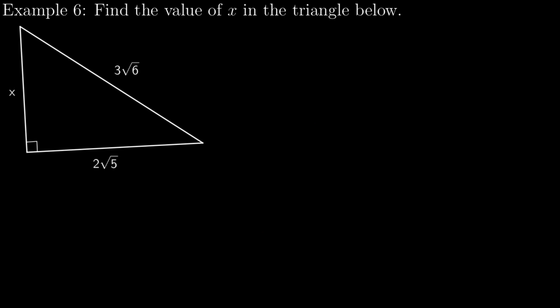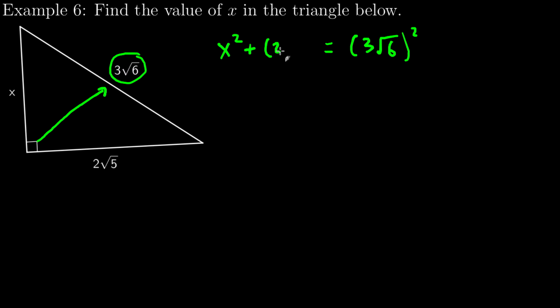Okay, one more example. Find the value of x in the triangle below. So first, figure out what c is. Go across from the right angle, c will be 3 root 6, so on the right-hand side, I'll have 3 root 6 squared. Doesn't matter which one's a and b, so I'll make x my a, I'll make 2 root 5 my b, and now I just work it out. So bring down the x squared, square the 2, and get 4, square the root 5, and get 5. On the right-hand side, square the 3, and get 9, square the root 6, and get 6.